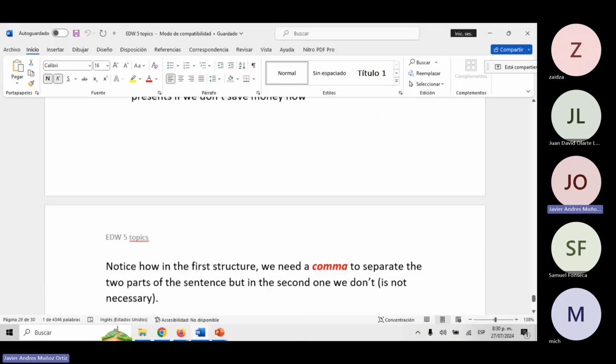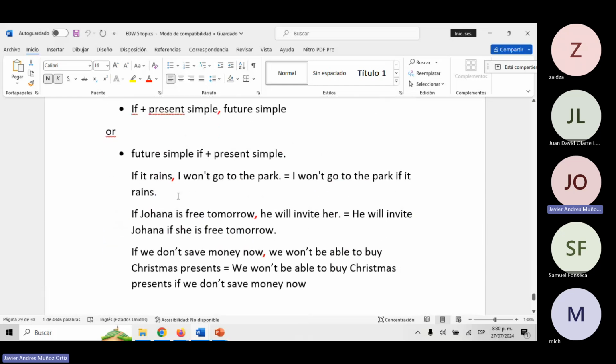Okay. Let's see some examples. If it rains, this is present because this is the condition. The effect is this: I decide that I will not go to the park. I don't want to get wet. This is the effect. Or vice versa: I will not go to the park. This is the effect. And the condition is this: if it rains.